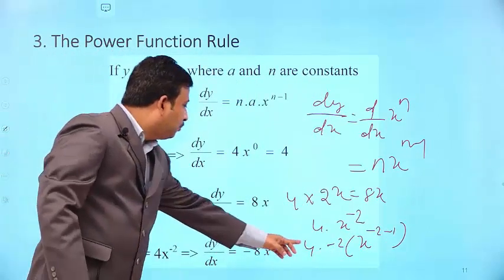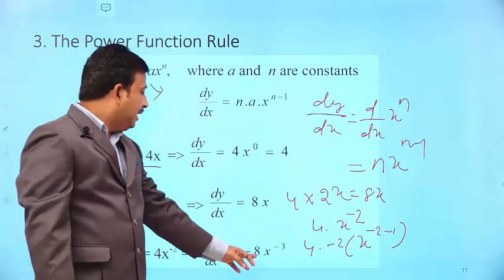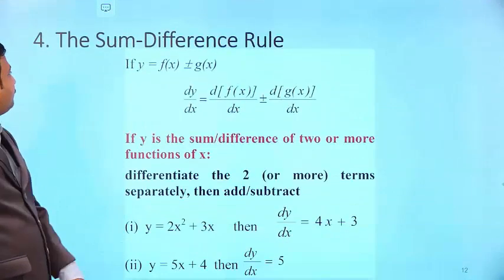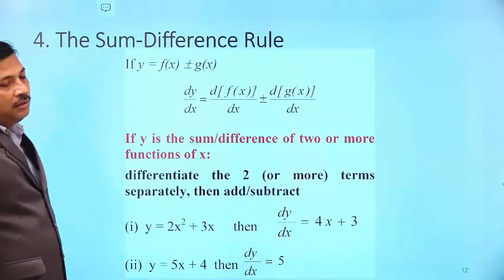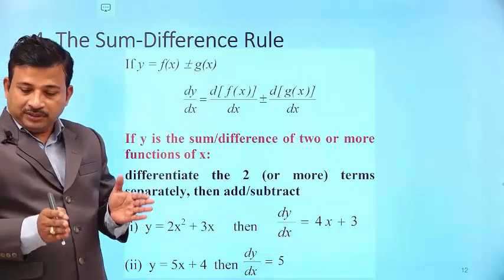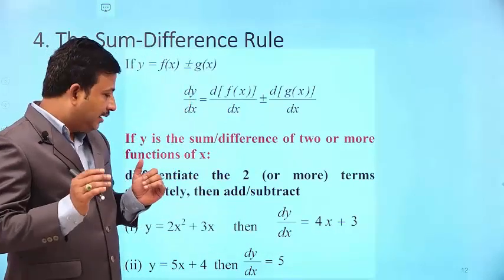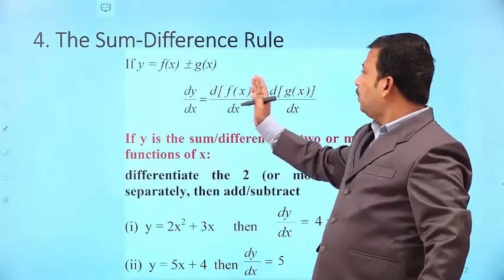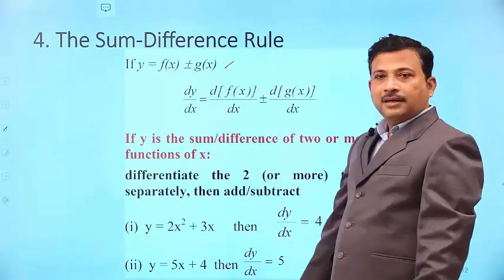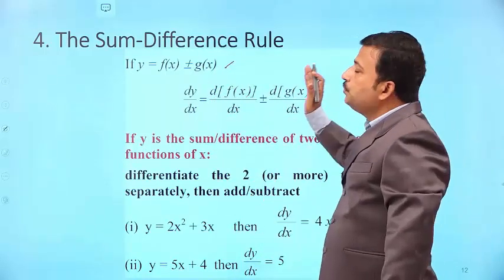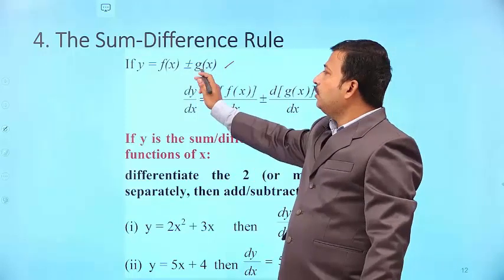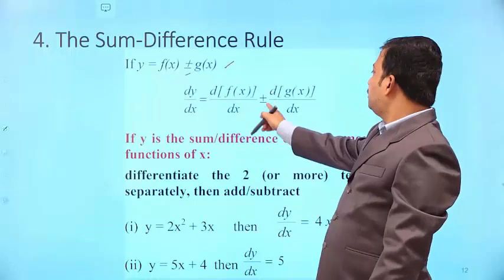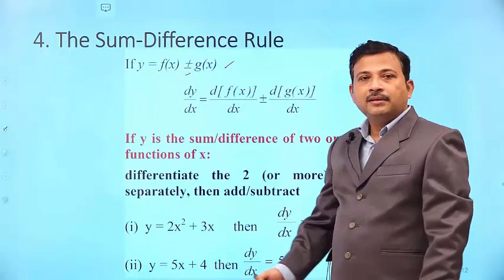So this is nothing but 4 into minus 2, which is minus 8, into x to the power minus 3. Okay, now see the sum difference rule. If both the functions are together with addition or subtraction, then what you can do? So if y equals f of x plus or minus g of x, then dy by dx is equal to, you make it separate, whether it is plus or minus doesn't matter, d of f(x) divided by dx plus or minus d of g(x) divided by dx.